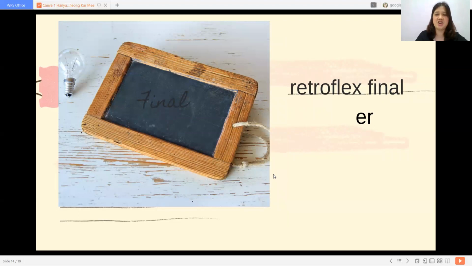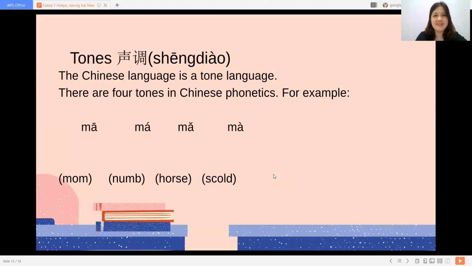The last category is retroflex finals. Try to roll your tongue when you pronounce this. So the ER, we pronounce this as... Okay, come again. These are the finals.